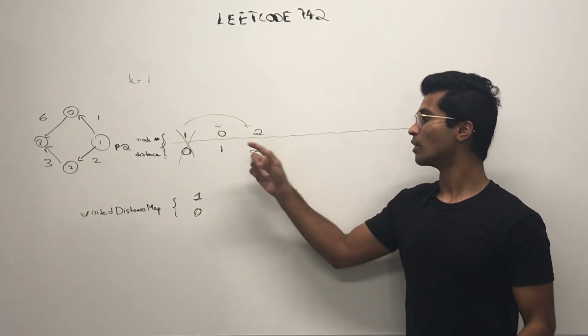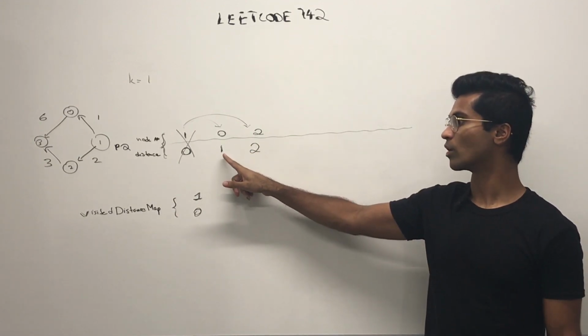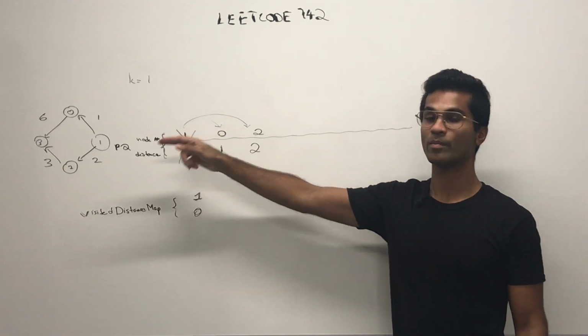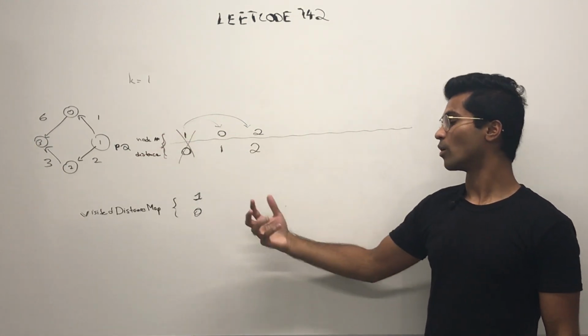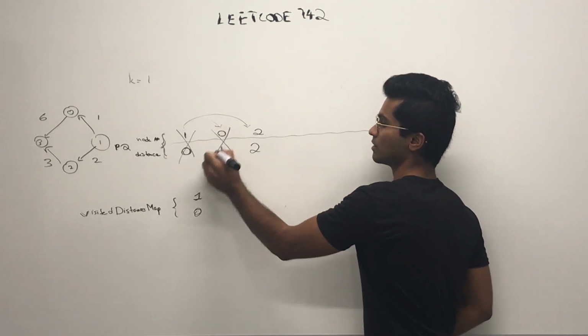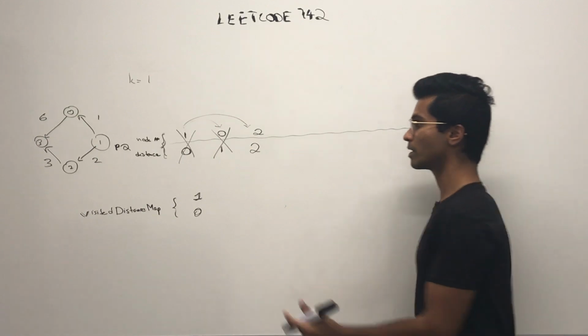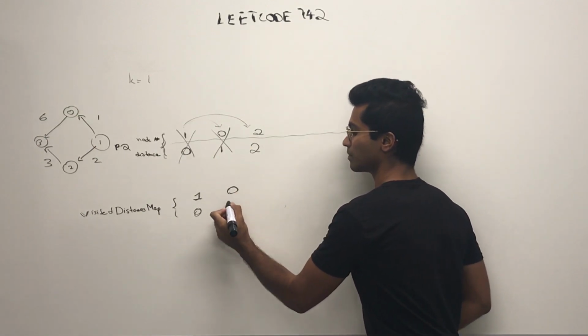Next iteration, we are going to poll the node which has the minimum distance. In this case, it's 0. 0 has a neighbor of 3. Now 0 is going to first poll itself, and since it's not in the visited distance map, it's going to add itself.